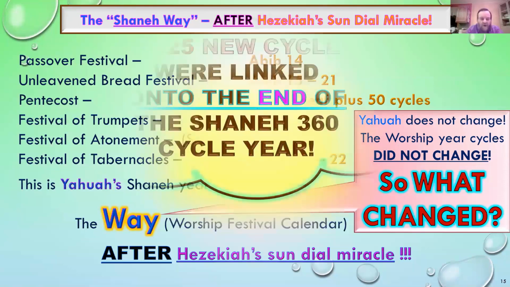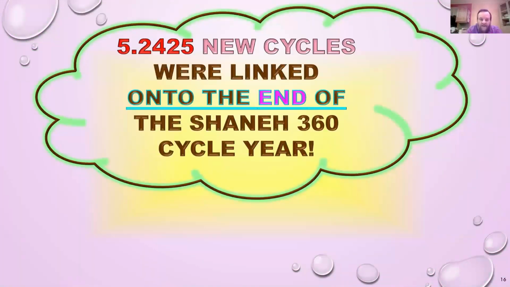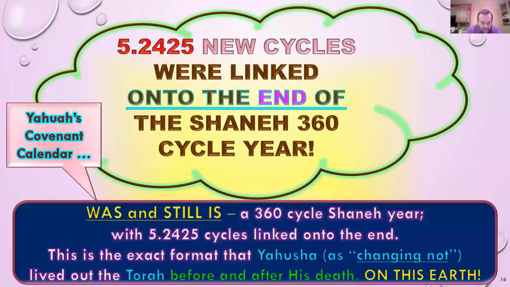There were 5.2425 new cycles. They were linked onto the end of the Shana 360 cycle year. Yahuwah's covenant calendar was and still is a 360 cycle Shana year with 5.2425 cycles linked onto the end. This is the exact format that Yahusha, as changing not, lived out the Torah before and after his death on this earth.